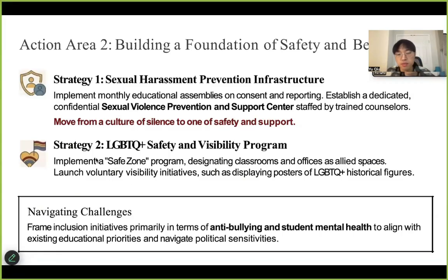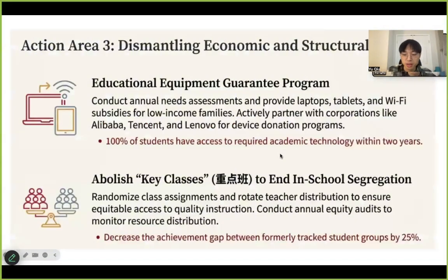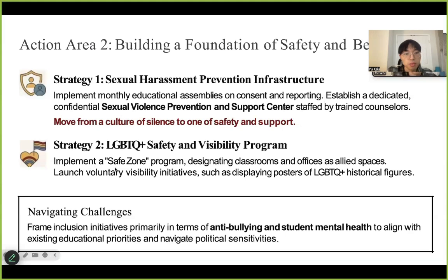Strategy 2, LGBTQ plus safety and visibility program, not invisibility, but visibility program. Implement a safe zone program designating classrooms and offices as allied spaces. Launching voluntary visibility initiatives such as displaying posters of LGBTQ historical figures. Of course, there are some challenges that might be faced, but we have solutions. One solution is to frame inclusion initiatives primarily in terms of anti-bullying and student mental health to align with the existing educational priorities and navigate political sensitivities.